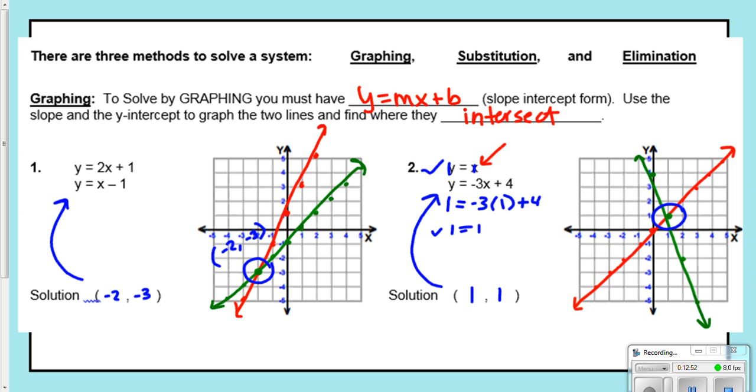That works. Okay? So we found that solution by graphing in this case. It's just the intersection of those 2 lines, because that is the point that those 2 things are going to share. Okay? So that's graphing. Check.